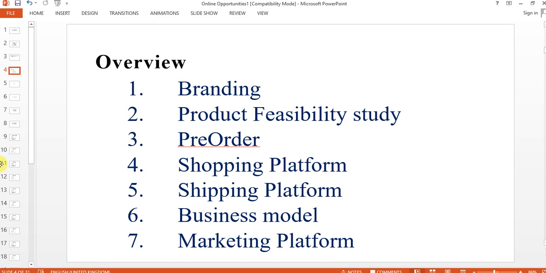Now, number two, we'll look at feasibility, product feasibility study. You don't just pick any product that you like and sell. It is not about you, it's all about what your audience are saying about the product, what's trending, which of the product is trending, that's what you're buying. You don't buy what you like, you buy what your audience likes.